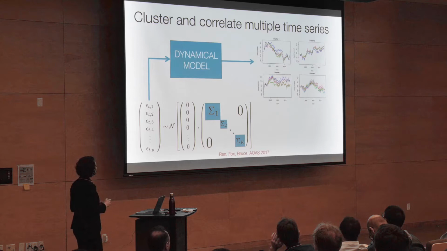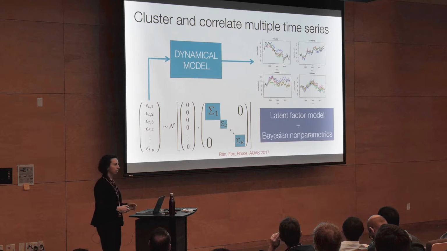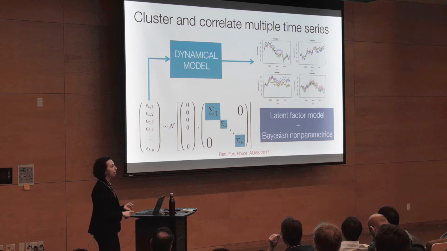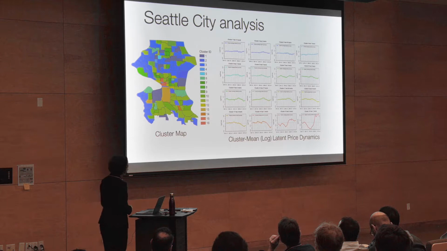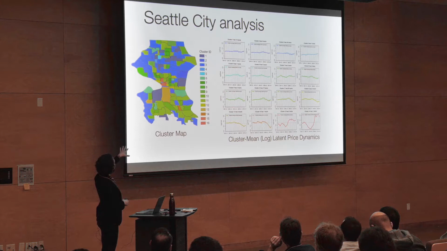So in order to learn this clustering structure, what we do is use a latent factor model combined with Bayesian nonparametrics. I won't go through the details, but it allows us to learn how many clusters there are, as well as what the cluster assignments are. And so we apply this model to analyzing some City of Seattle data. And here, this is Seattle broken down into census tracts, out of the 144 we have.